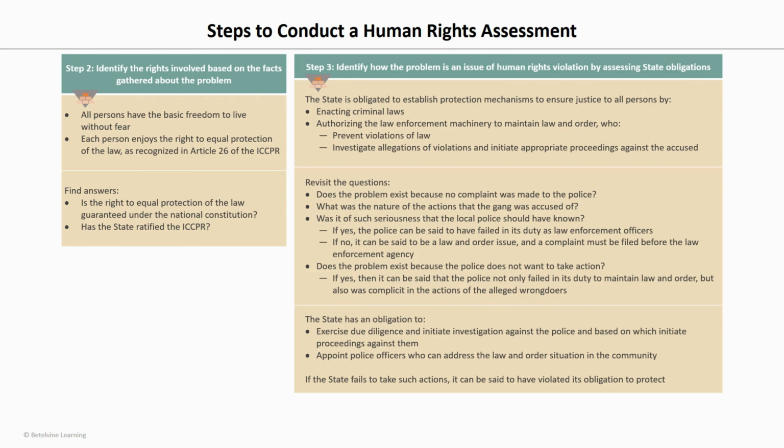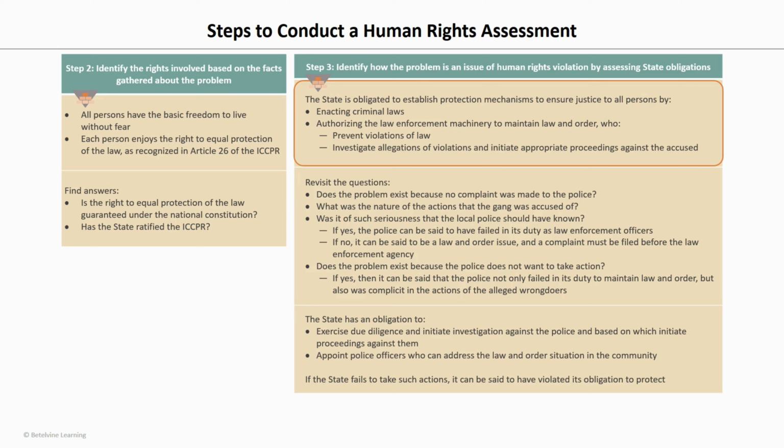Step 3. Identify how it is an issue of human rights violation. To respond to the how, identify the state obligations. In order to ensure the right to equal protection of the law, the state is under an obligation to establish protection mechanisms and to ensure that all persons are able to access justice through such mechanisms. Commonly, the state enacts criminal laws that protect individuals from the harmful actions of others.